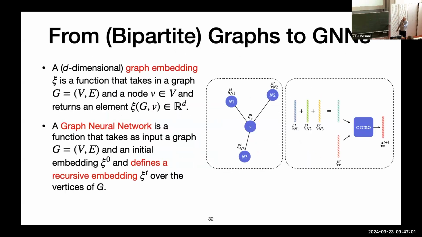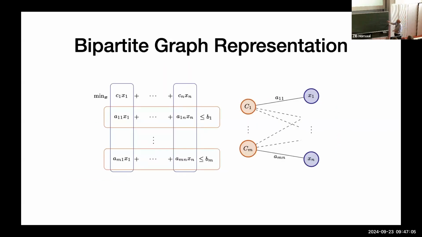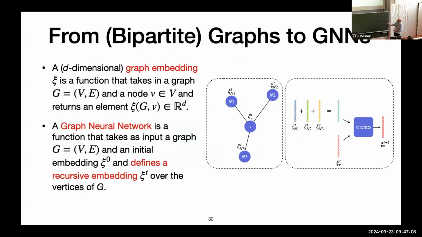By this representation, you can go from a graph, this is of course a bipartite graph, to what is called a graph neural network. The graph neural network works in this way. You have a d-dimensional graph embedding, Xi. You have a function that takes the graph and one particular vertex, and returns an element, Xi GV, that you can imagine as a vector of information of fixed size.